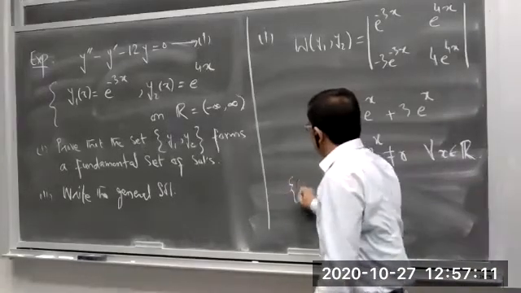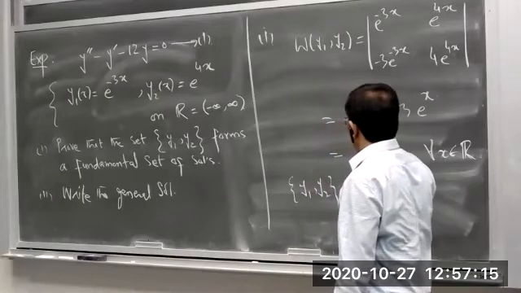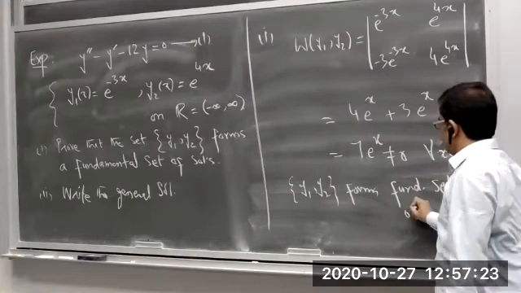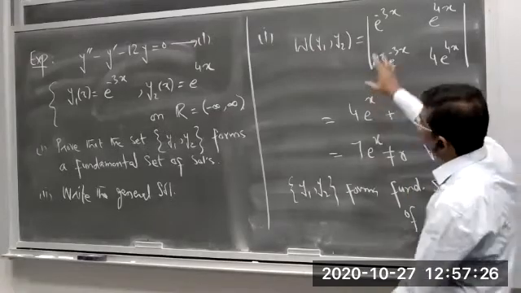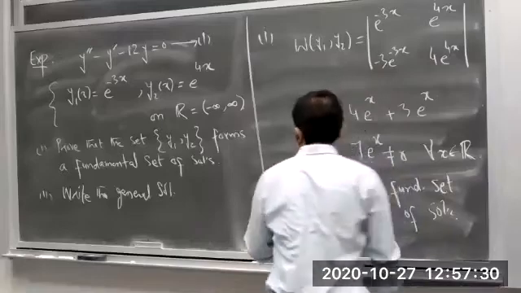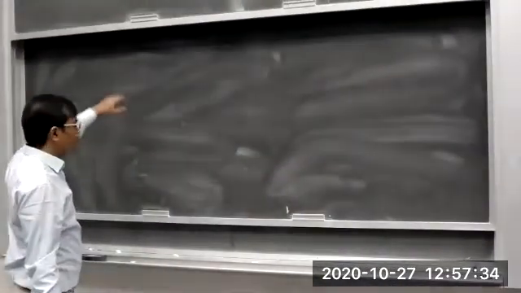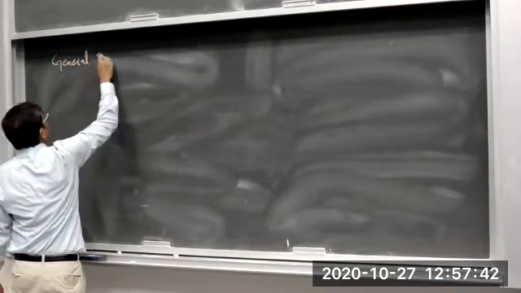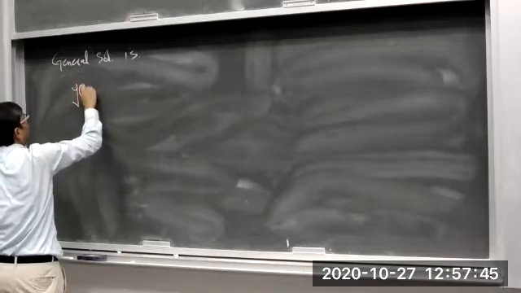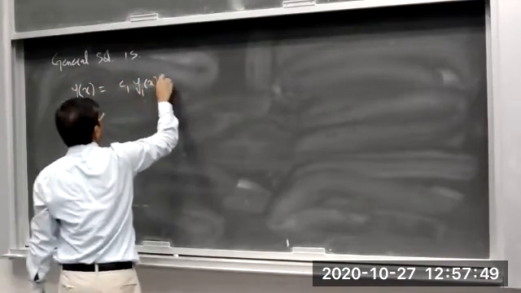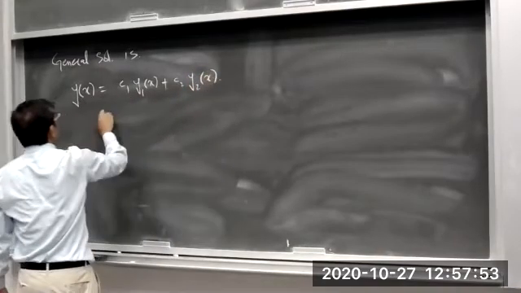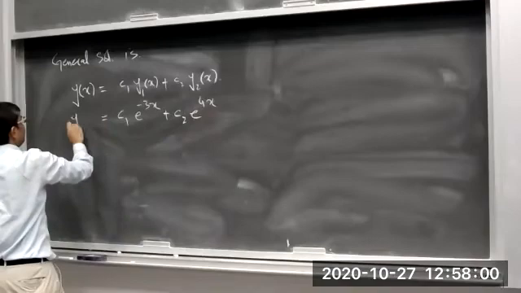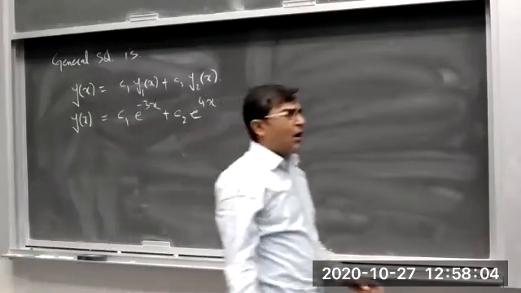Therefore, the set of functions y1, y2 forms a fundamental set of solutions. Now, if this forms a fundamental set of solutions, then how can we write the general solution? The general solution of the given differential equation is what? Now the general solution is y of x, and how do we write it? c1 y1 of x plus c2 y2 of x, that is, c1 e to the power minus 3x plus c2 e to the power 4x. So this is the general solution of the given differential equation. This is how we write the general solution.